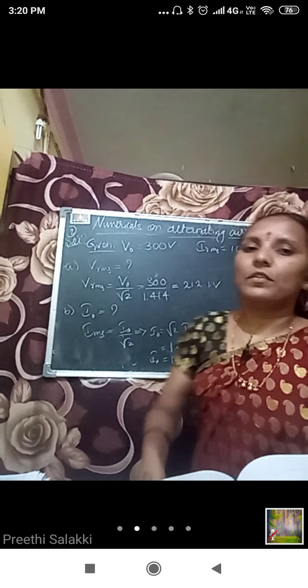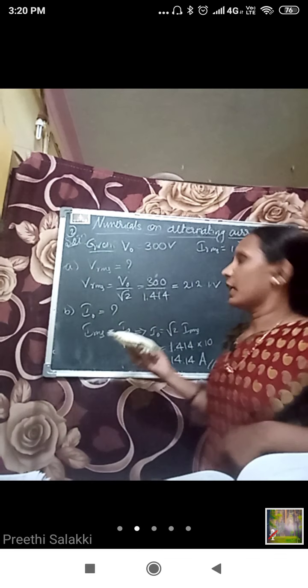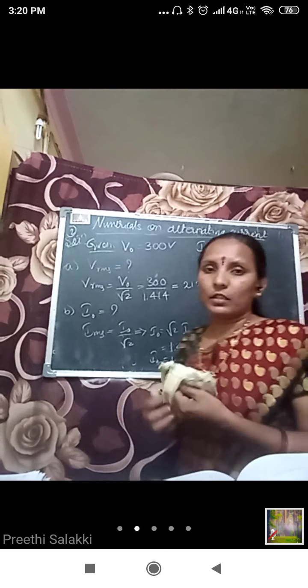Now I will go with the third numerical from your NCERT. As I said, students are requested to do the numericals simultaneously to avoid the time to copy it.